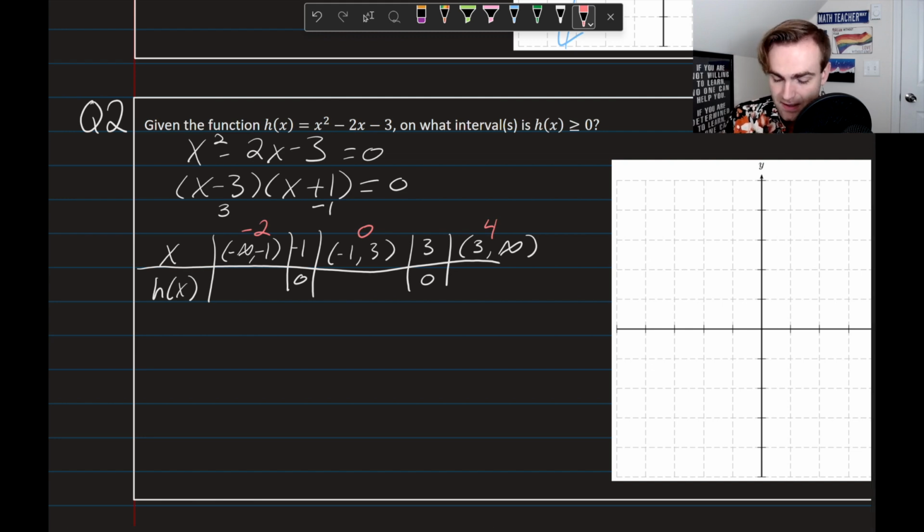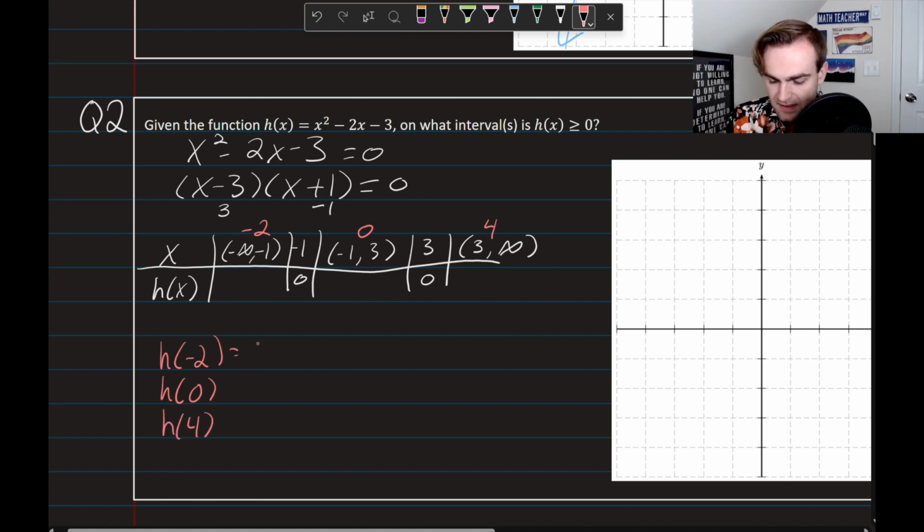And I am going to leave h in its normal form. So I'm going to do h of negative 2, I'm going to do h of 0, and I'm going to do h of 4. So h of negative 2 would be negative 2 squared minus 2 times negative 2 minus 3. Negative 2 squared is a positive 4. Negative 2 times negative 2 is also a positive 4 minus 3. So you have 8 minus 3, that would be 5.